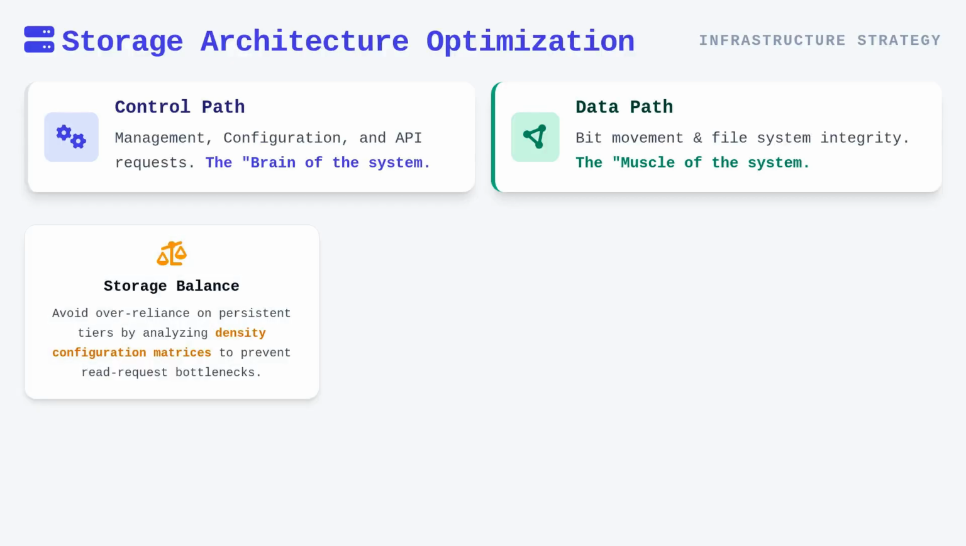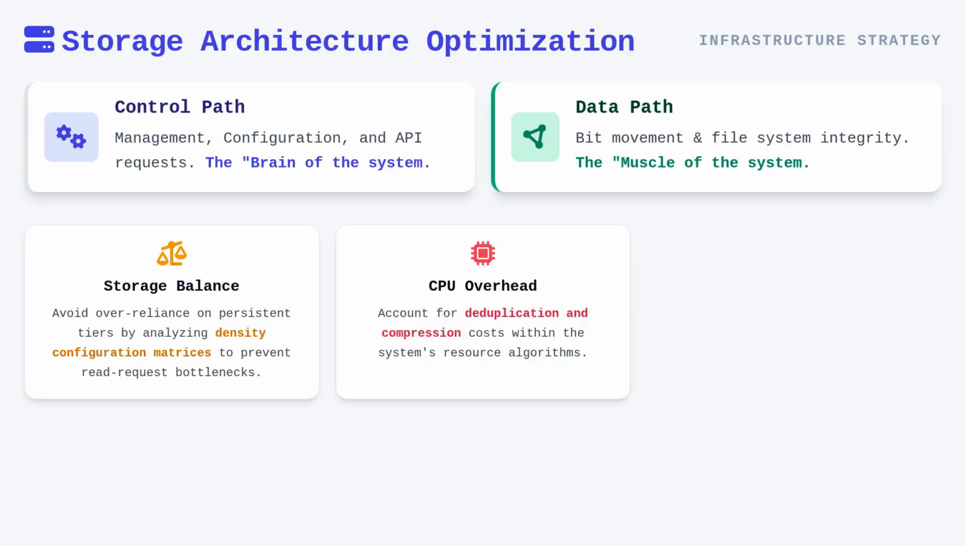Architectural constraints often arise when the ratio of flash to mechanical storage is unbalanced for a given workload type, leading to an over-reliance on the persistent storage tier for read requests. To overcome this, architects must understand the density configuration matrices provided in the technical documentation, ensuring that the chosen hardware model supports the expected throughput of the environment.